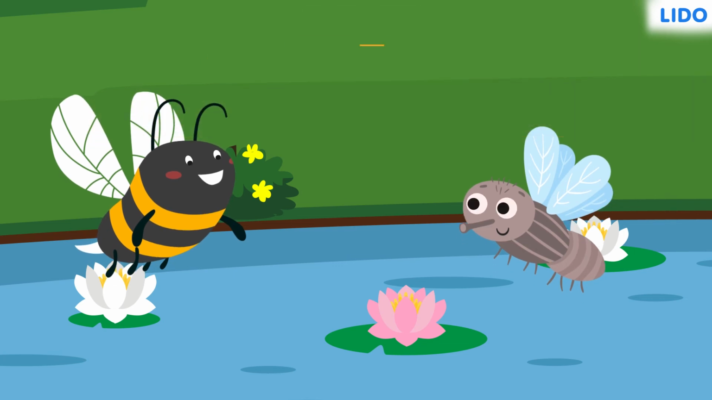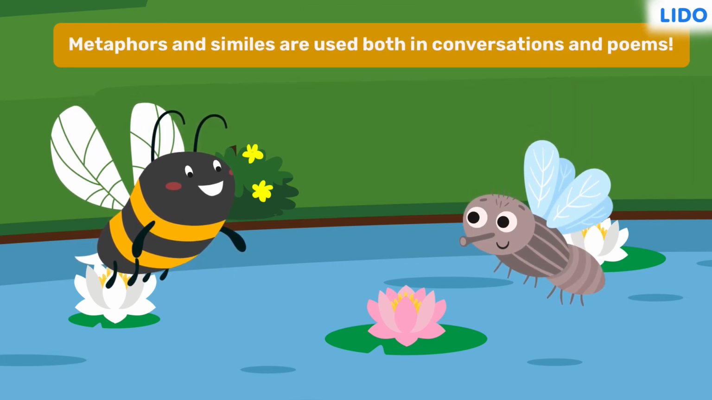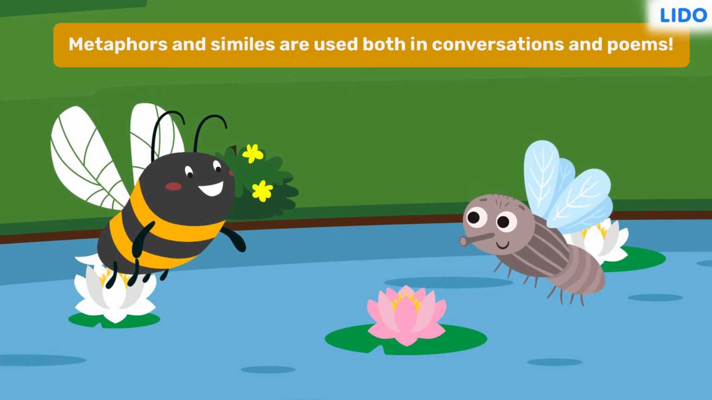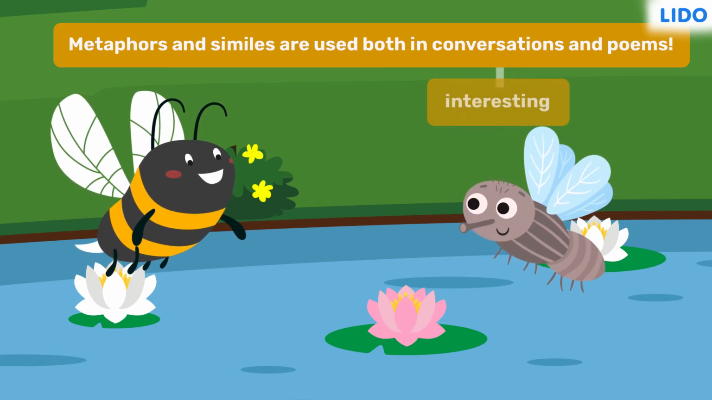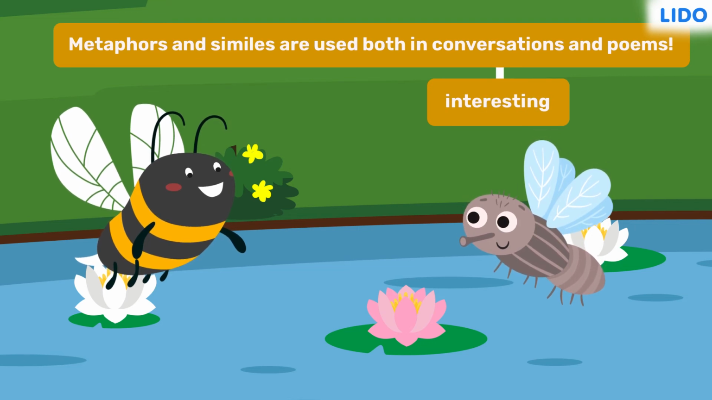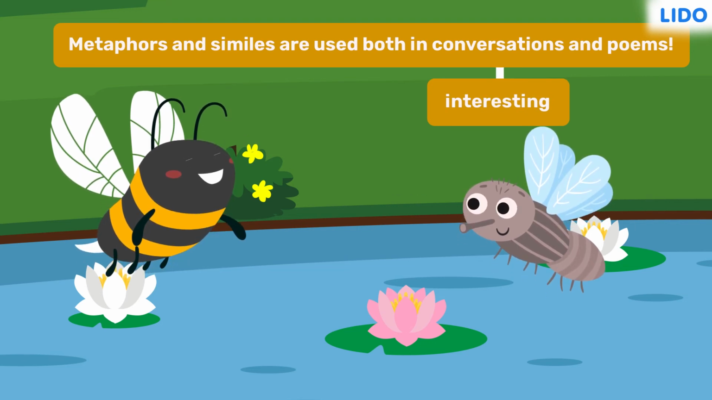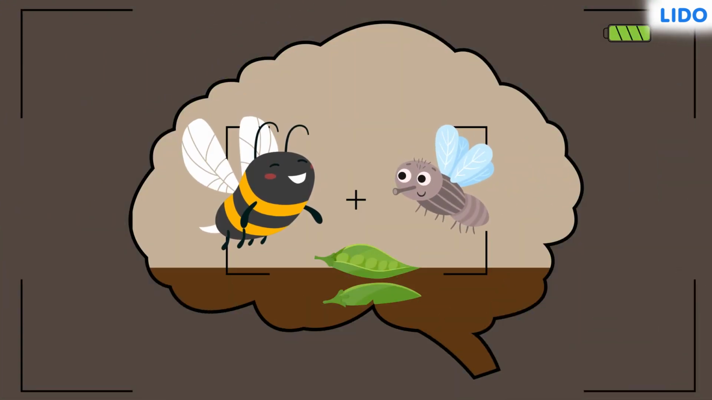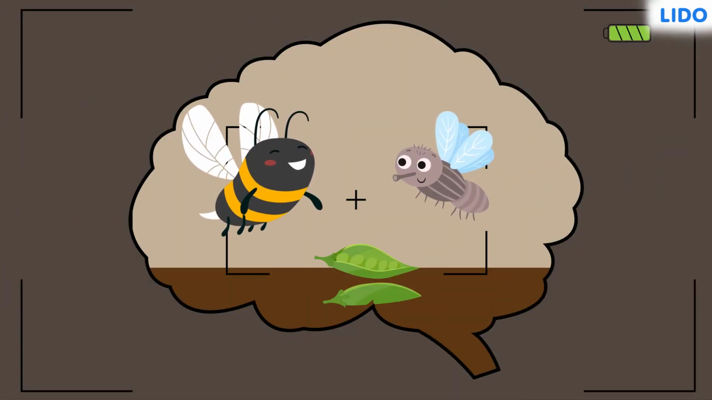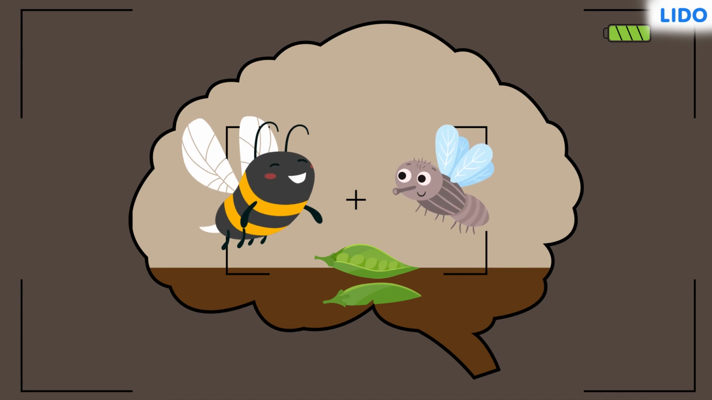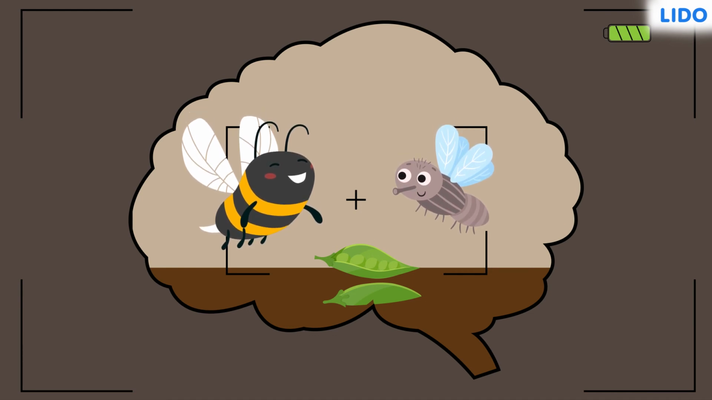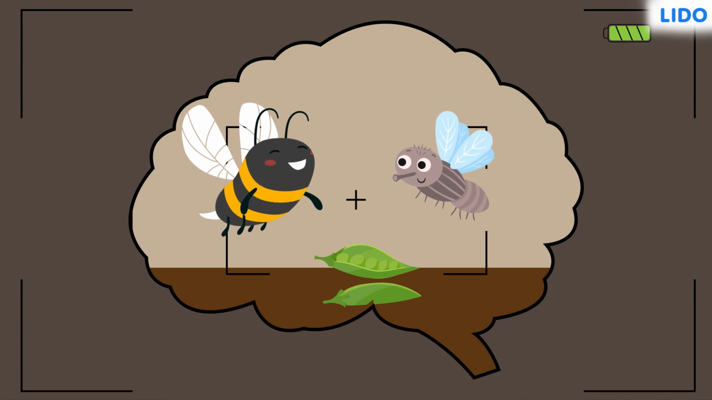We always use similes and metaphors even in everyday life. They make poems and our conversations more interesting. They help us and poets describe things we see around us. They help us form pictures or imagine the words and understand the poem much better. Peas in a pod clearly describes Bumblebee and the fly's close friendship.